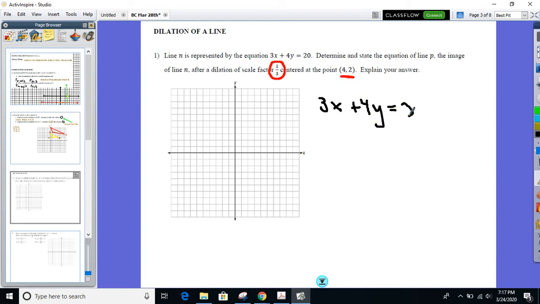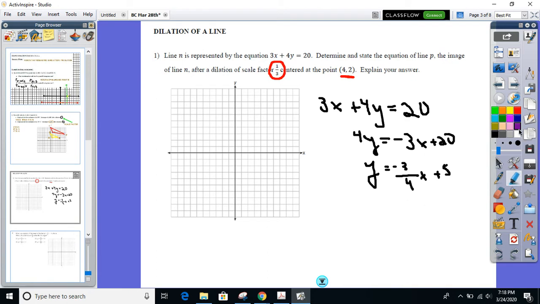If I want to graph it, it's got to be in slope-intercept form, which means get y by itself. So 4y equals negative 3x plus 20. Go ahead, divide both sides by 4. Slope-intercept, this is y equals negative 3/4 x plus 5. Okay, so let's get a little peek at what this line I'm going to dilate looks like.